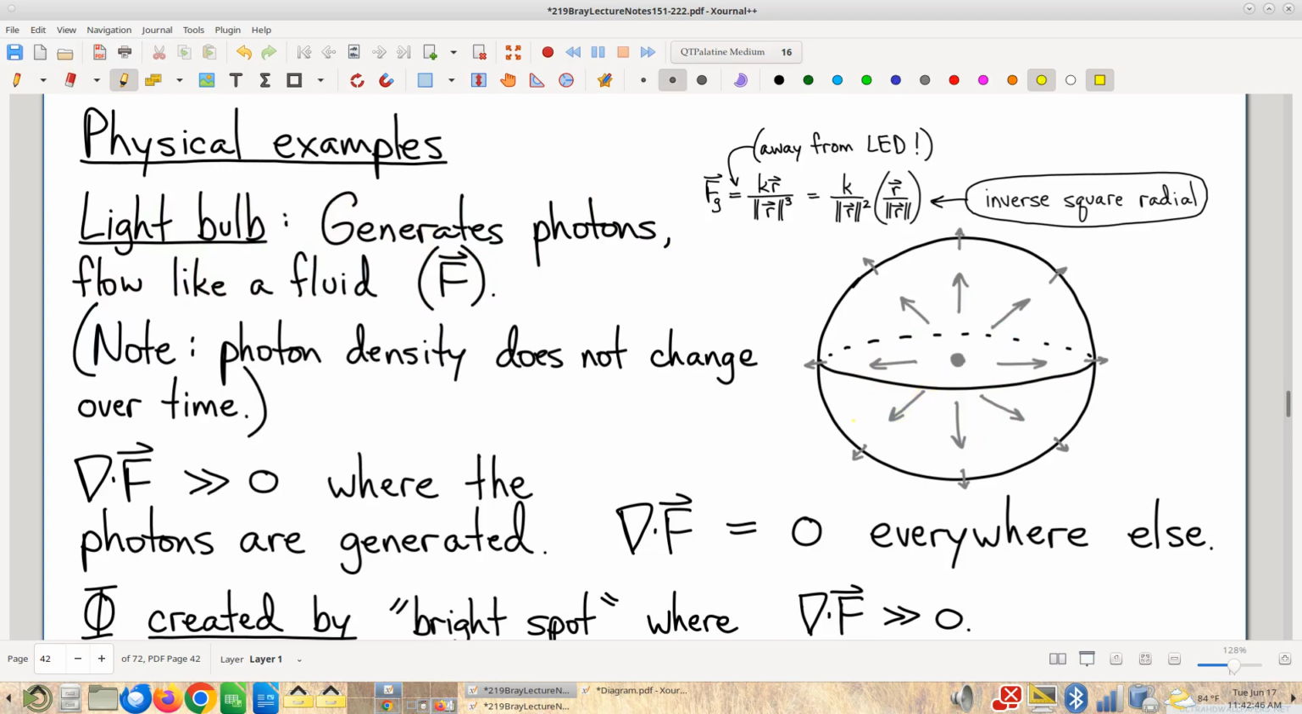All right. Well, how would we describe this? We've actually talked previously about the inverse square radial vector field. Now, this applies away from the LED. So where that little LED is at the center, this formula doesn't apply there. But away from where the LED is, this inverse square radial field is valid for basically everywhere except for where the LED is.